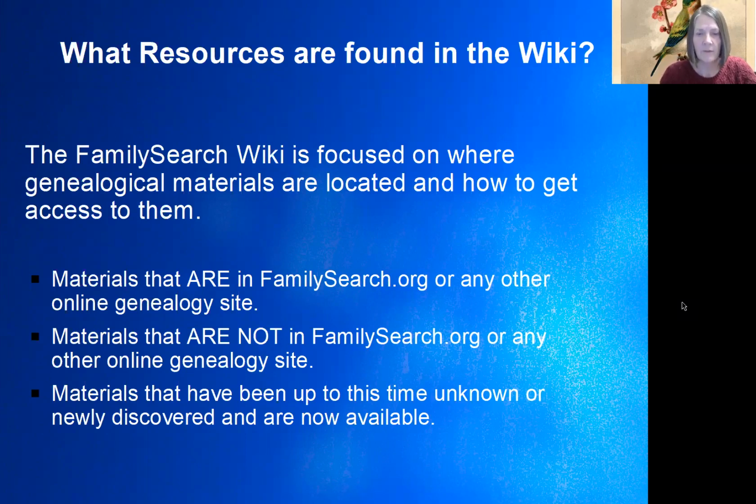Materials that are not on familysearch.org or any other online genealogy site can also sometimes be found there, because maybe they're not available online, but the wiki will tell you about them, or tell you perhaps how to write a letter to get to them, or if it's in an archive, they'll give you the address of the place that you can go to. And materials that have been up to this time unknown or newly discovered and are now available are oftentimes mentioned in articles on the wiki. So right at this present moment, as we speak, there are 99,686 articles available on the Research Wiki.